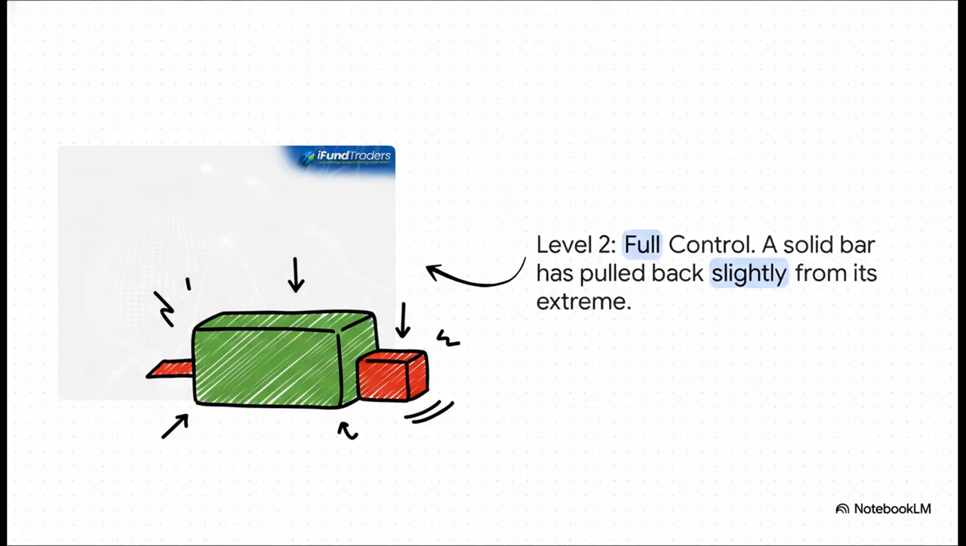Okay, moving on to level 2, we have full control. Here, the other side has managed to put up a tiny bit of a fight, creating that small little wick or tail. But just look at it. The bar is still overwhelmingly one solid color. The winning army is completely dominant. They've just barely tapped the brakes.